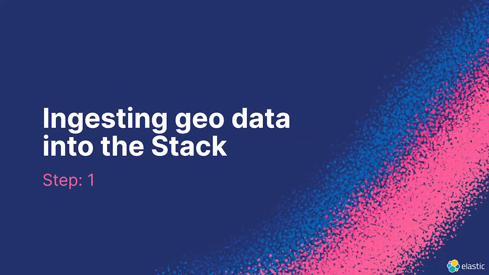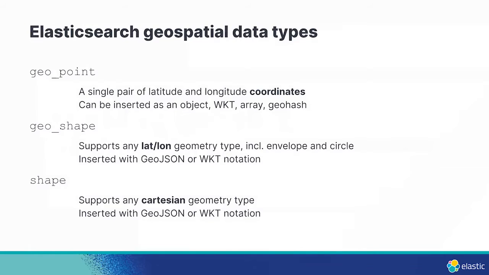So the first step into making data operational in the Elastic Stack is ingesting that data into the stack. So Elasticsearch has supported geospatial data for a long time, and specifically it supports these specific data types. So a geopoint is a single pair of latitude and longitude coordinates. A geoshape is a geometry that consists of lat-long coordinates. And finally, if you're doing something like indoor mapping, the shape data type can support any type of Cartesian geometry type. So all of your data that comes in can be mapped to one of these three data types and be ingested into the Elastic Stack.